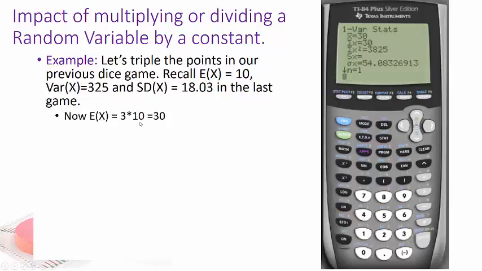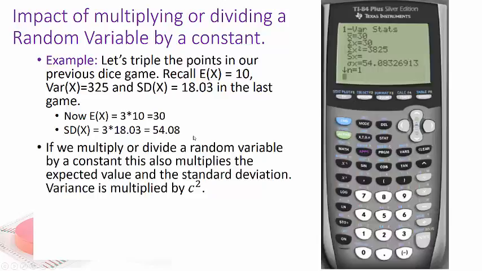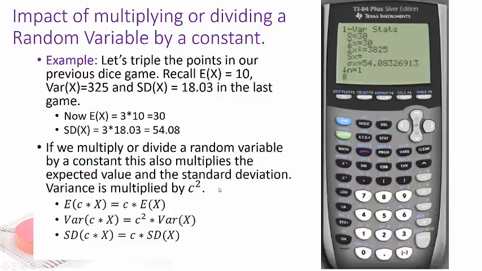Let's take a look at what we got. Well, the expected value was 3 times bigger. That makes sense based on what we just did. My standard deviation did change. It's actually 3 times bigger. So if we multiply or divide a random variable by a constant, this also multiplies the expected value and the standard deviation. Because variance is standard deviation squared, it actually multiplies the variance by the constant squared. So here are basically the 3 rules when you multiply a random variable by a constant.